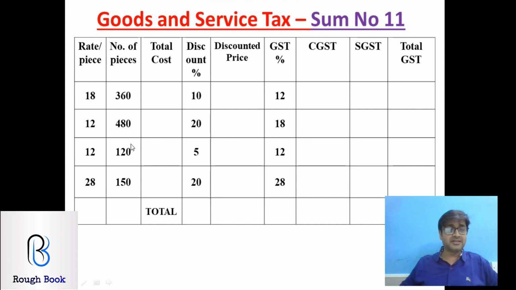So rate per piece, number of pieces. First column you need to introduce is the total cost, then the discount percent, so discounted price, then GST. Now here, is this within the state or is it outside the state? So for the following, find the amount of bill. Nothing is mentioned. If nothing is mentioned, you can assume anything, but the better option is to assume CGST, SGST separate. That's a better option if nothing is given.